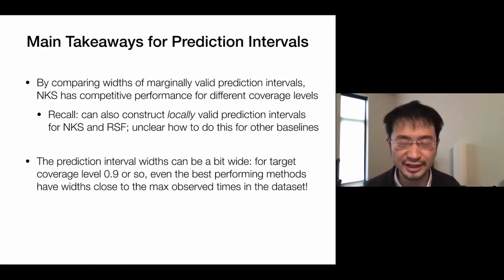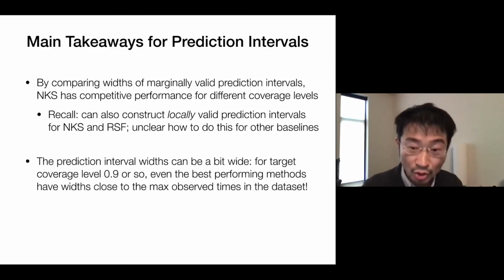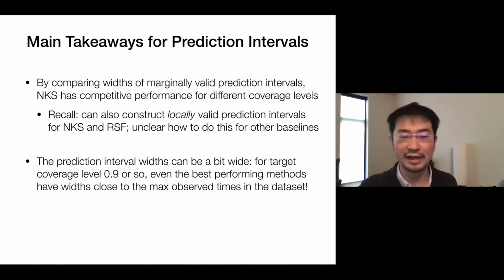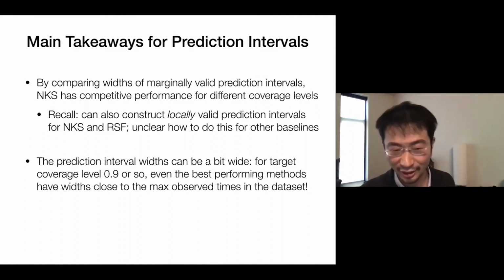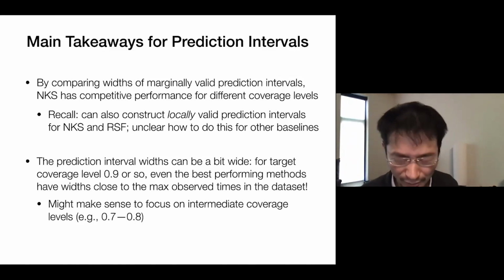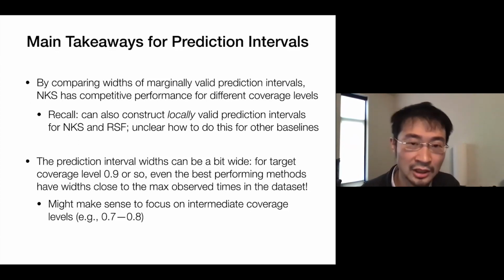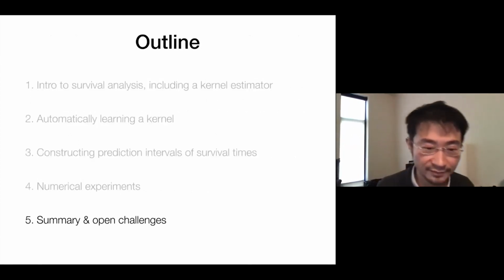The one thing I'll say, which is a limitation, is that the prediction interval widths are actually a bit wide, especially at high target coverage levels. They're so wide that they cover almost the maximum observed time you see in the data set. It's a little bit too wide to be practically useful. And so my guess is that in actual practice, you probably want to look at coverage levels that are something like 70 to 80%. Okay. So those are my main takeaways.